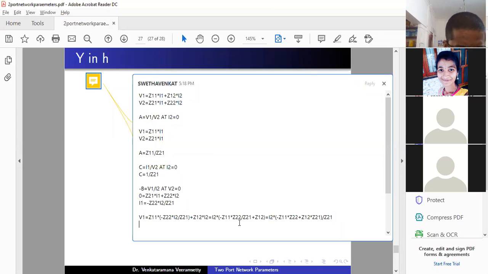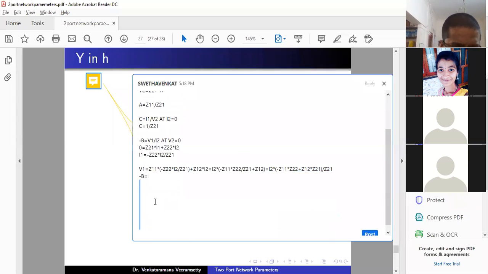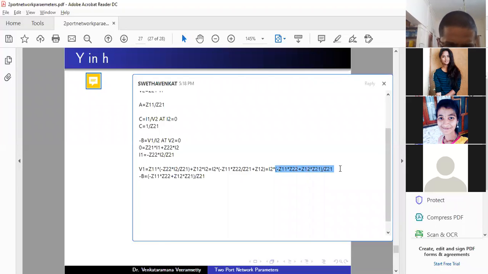So from the definition, minus B equal to V1 by I2. So V1 equal to this one, and V1 by I2 is that expression. So this is the final expression for minus B. If you want B, then multiply both sides with the negative minus sign.